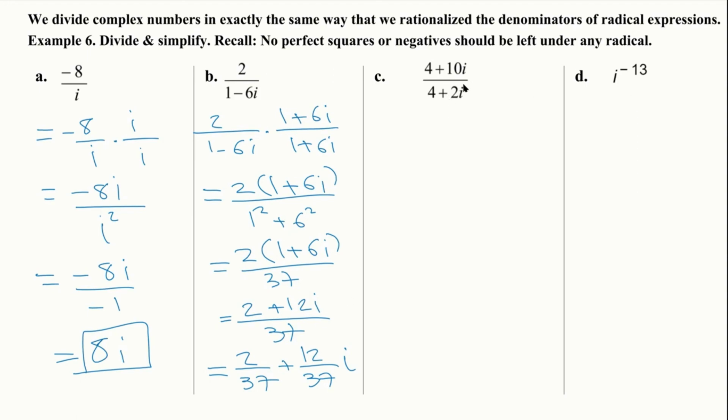Same here, you should be able to do this now. Go ahead and try it. Multiply the top and bottom by the conjugate of the denominator. So in this case, 4 minus 2i, and see what you get.